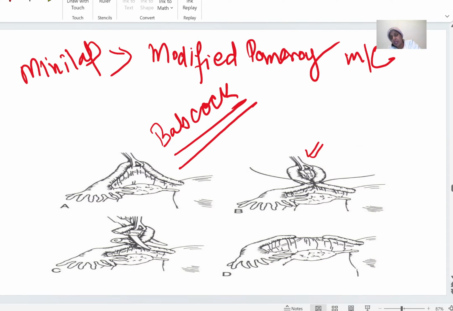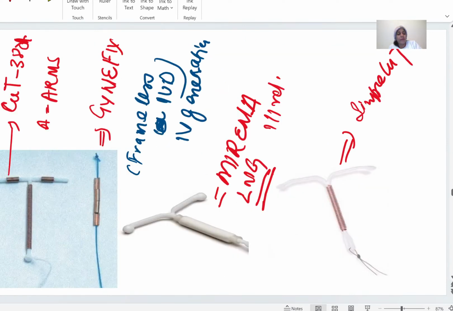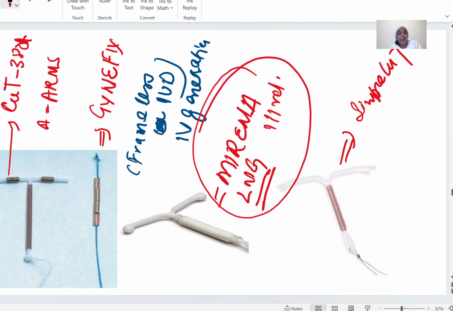Okay. The number one is Copper-T 380A. Okay. And the other is the Gynefix. This is the 4th generation Copper-T, and rather it is a frameless Copper-T, right? And this is the Mirena, and this is a simple Copper-T. Okay.